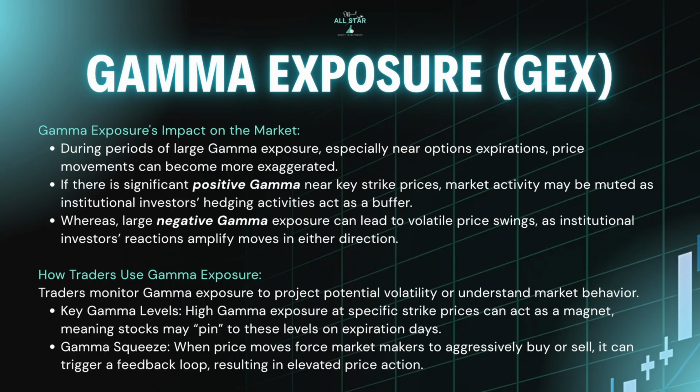Now, it's also important to take into account what's known as a gamma squeeze setup. So let's say that the price pushes through a key level with a lot of open interest. Market makers may be forced to keep buying or selling at an accelerated pace, and this can create a feedback loop that forces the stock into sharp, fast moves, which is what traders call a gamma squeeze.